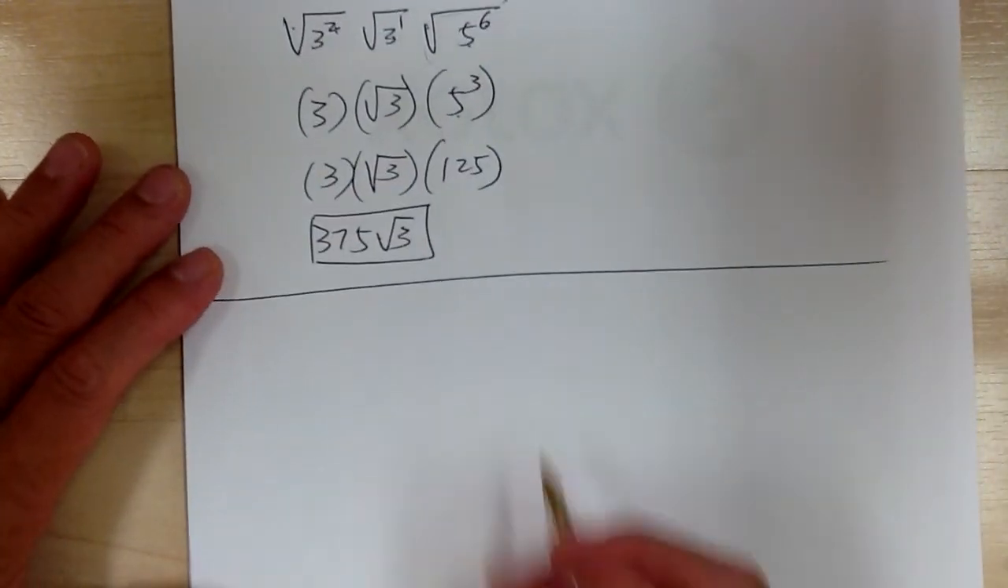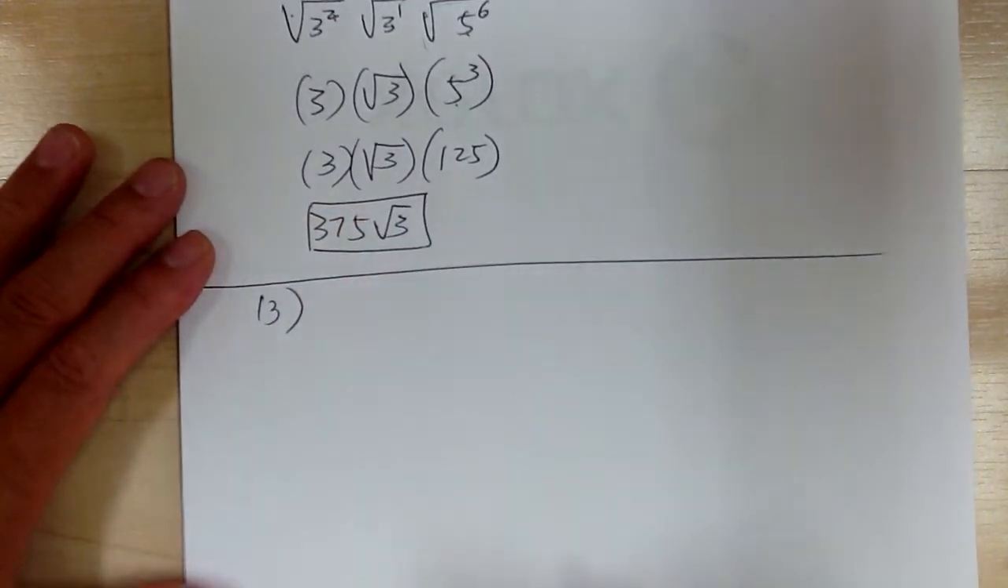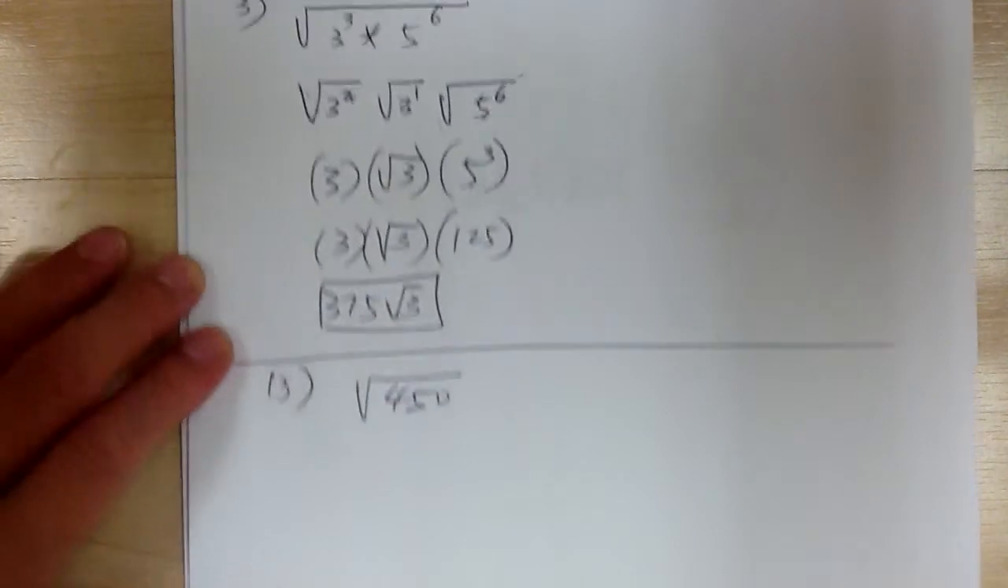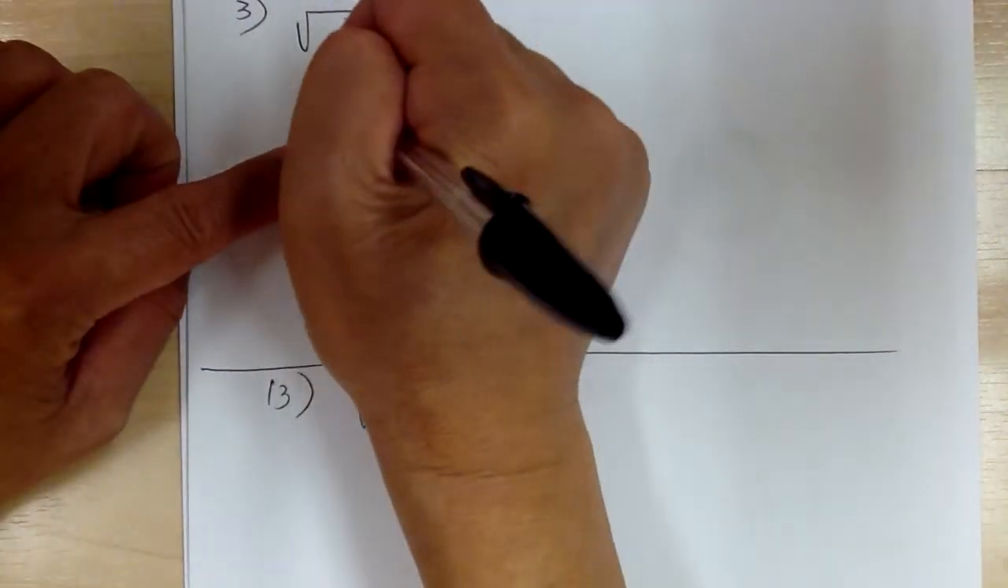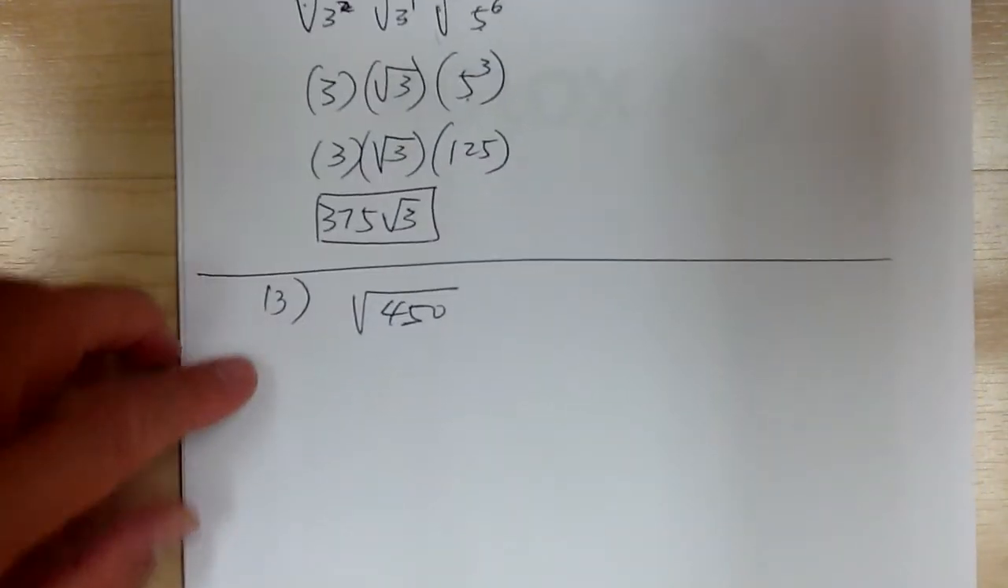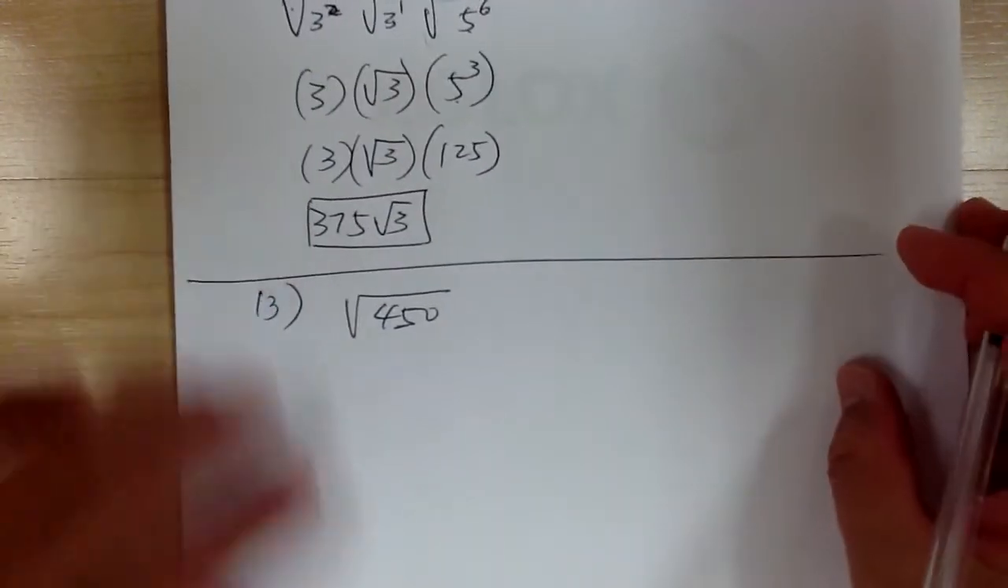Let's go to number 13. You have the square root of 450. So again, when you have this kind of situation, you break it up and then you simplify. You have to use a factorization technique.